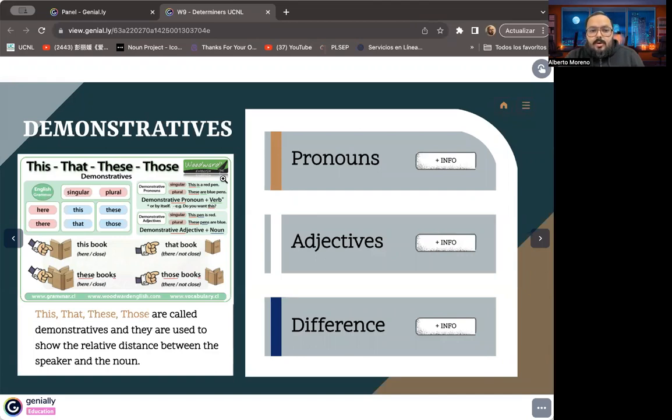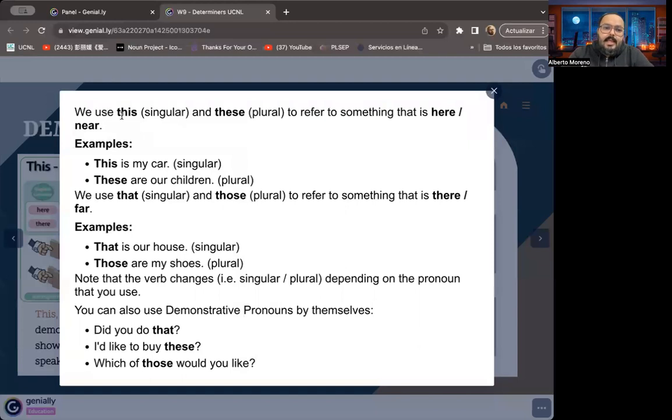Si se utilizan como pronombres, pues tenemos que this es la forma en singular y these, que se pronuncia casi igual, es la forma en plural. Y se utilizan para hablar de algo que está cerca. ¿Okay? Algo que está cerca de la persona que habla.